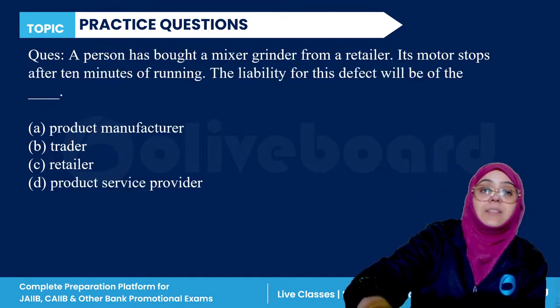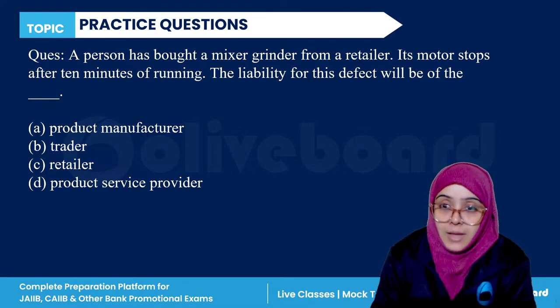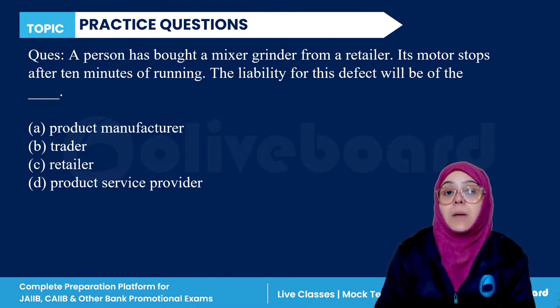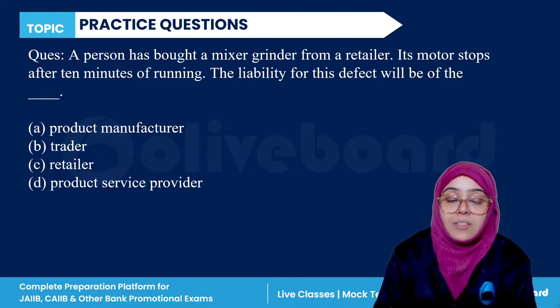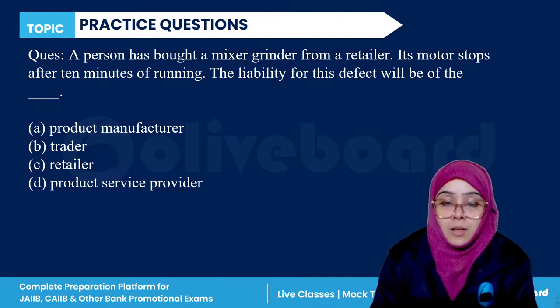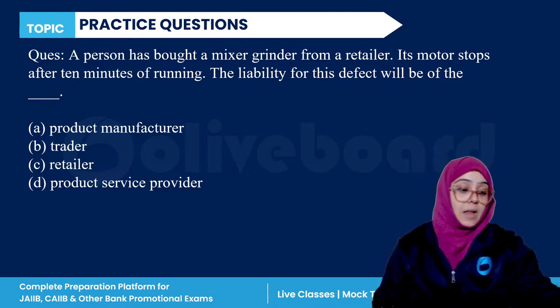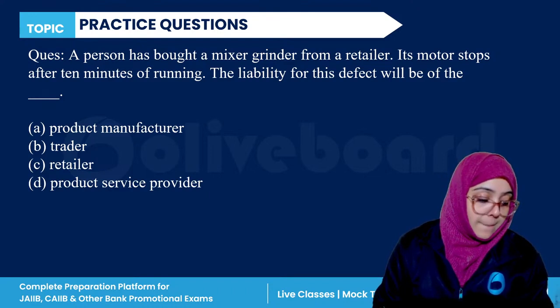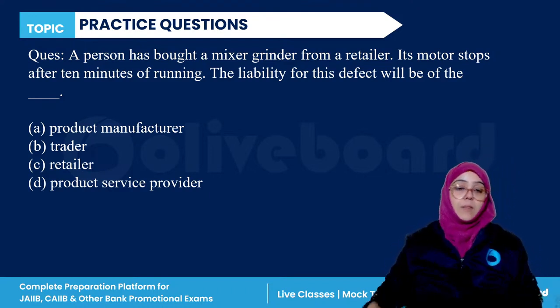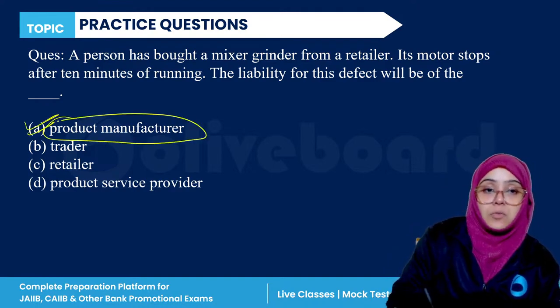And the last question is: a person bought a mixer grinder from a retailer, and its motor stopped after 10 minutes of running. The liability for this defect lies with the product manufacturer, trader, retailer, or product service provider. Very easy, you can all answer this question. So the correct answer is what? Yes, it is the liability of the product manufacturer, right?